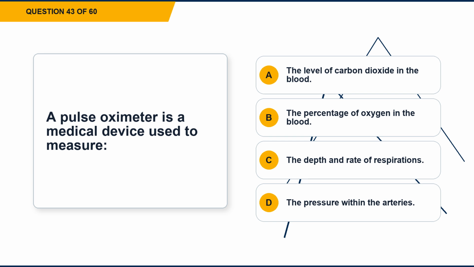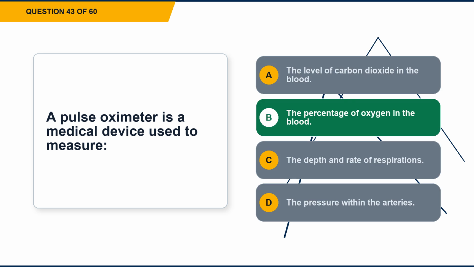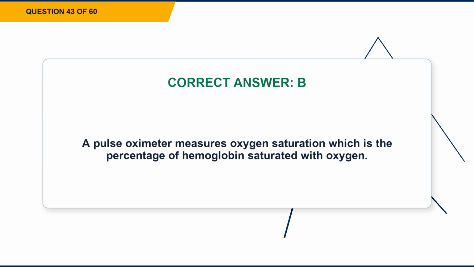The correct answer is option B, the percentage of oxygen in the blood. Explanation: a pulse oximeter measures oxygen saturation, which is the percentage of hemoglobin saturated with oxygen.